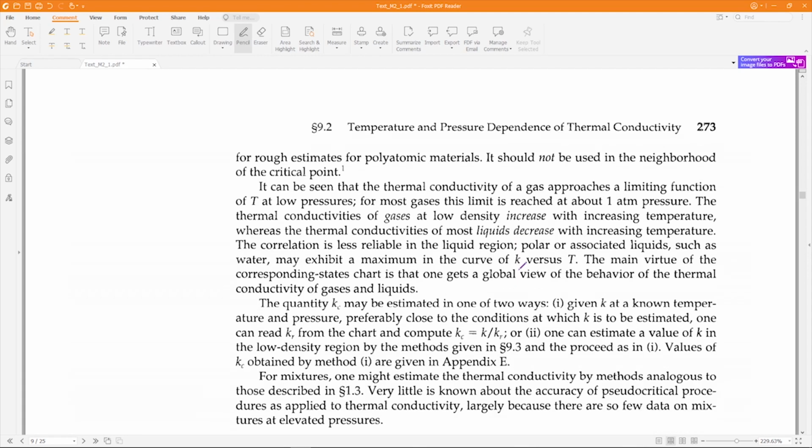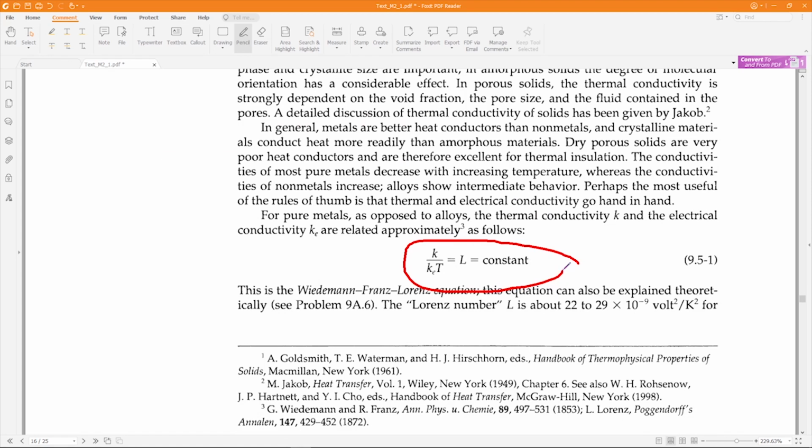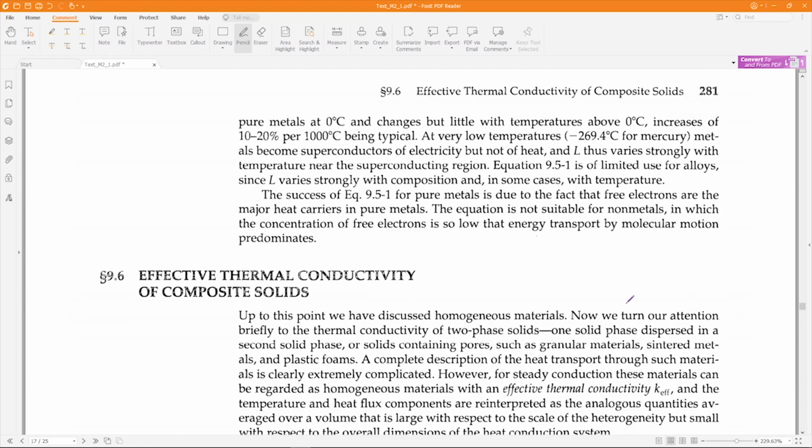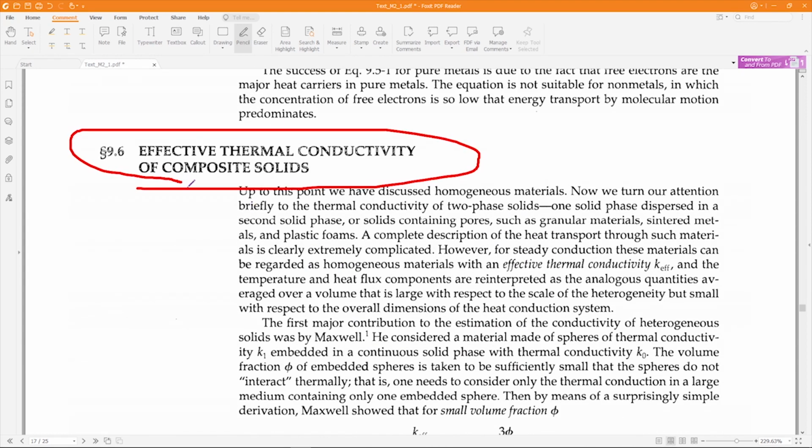Okay. The same thing is given here also. What about thermal conductivity of solids? Thermal conductivity of solids is generally held constant. Thermal conductivity is taken as constant for metals. You know the effective thermal conductivity of composite solids, as you have derived in the heat transfer course.